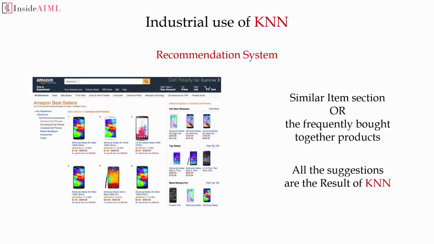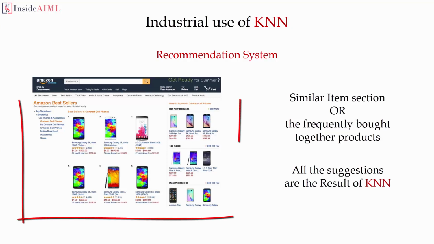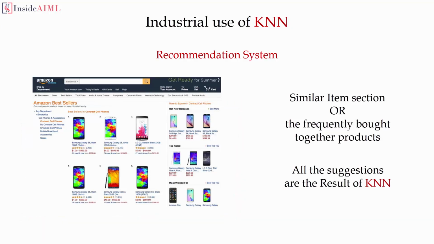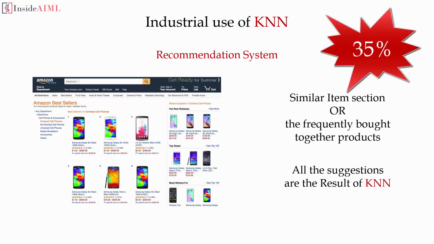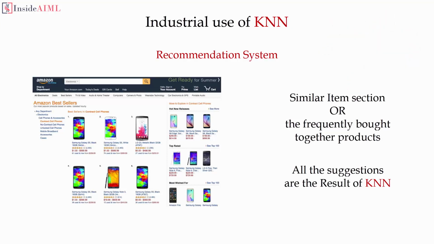KNN finds the frequently bought together items and then places them in front of you to lure us into buying more products and increasing your basket value. And the more products you buy from Amazon, the more money they earn. Around 35% of Amazon's revenue comes from this only. So it proves that this technique is working wonders for them.